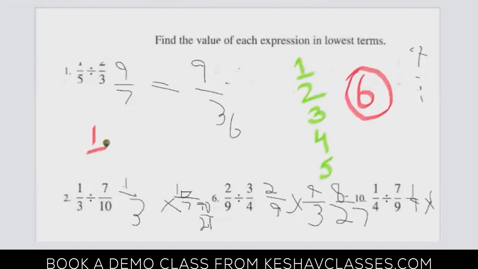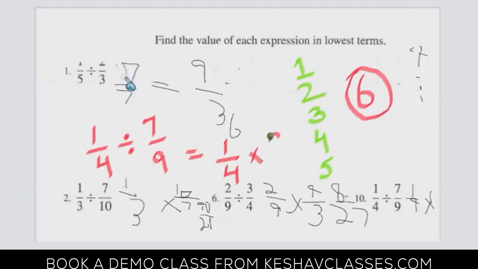So this is 1 by 4 divided by 7 by 9, which is equal to 1 over 4, I meant to write 7 right here, multiplied by 9 over 7, which is equal to 9 over 28.